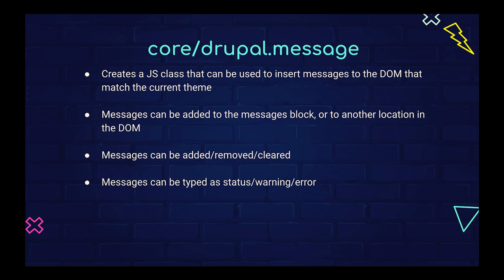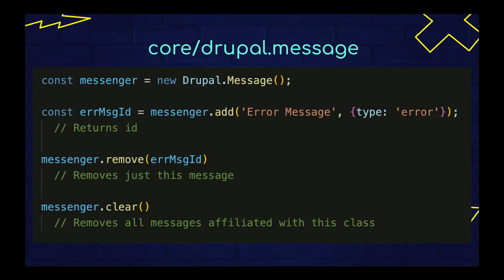Messages can be added to the messages block, the default space where all of your messages go, or you can also add them somewhere else. So if you've got some interactive part of your page and you want to pop up an alert right here where it's relevant, you can do that. And then you can use that class to add or remove or clear all messages, and your messages can be typed as status or warning or error messages.